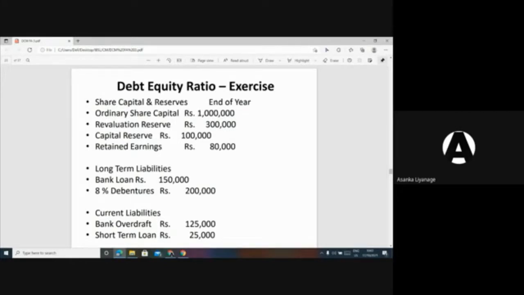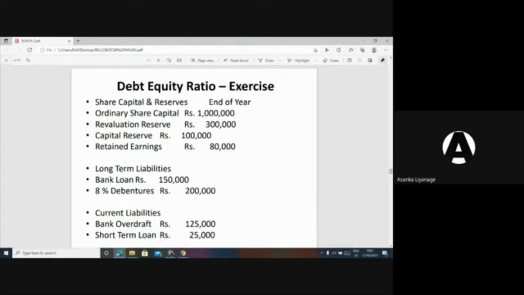Then when you have to calculate the second gearing ratio, you have to calculate the total debt capital. Total debt capital includes long-term debt capital plus short-term borrowings as well. Not the creditors, only the borrowings and overdraft. Then you can calculate the total capital, that is equity capital plus total debt capital. What is gearing ratio 1 and what is gearing ratio 2? Can you give me the answers?